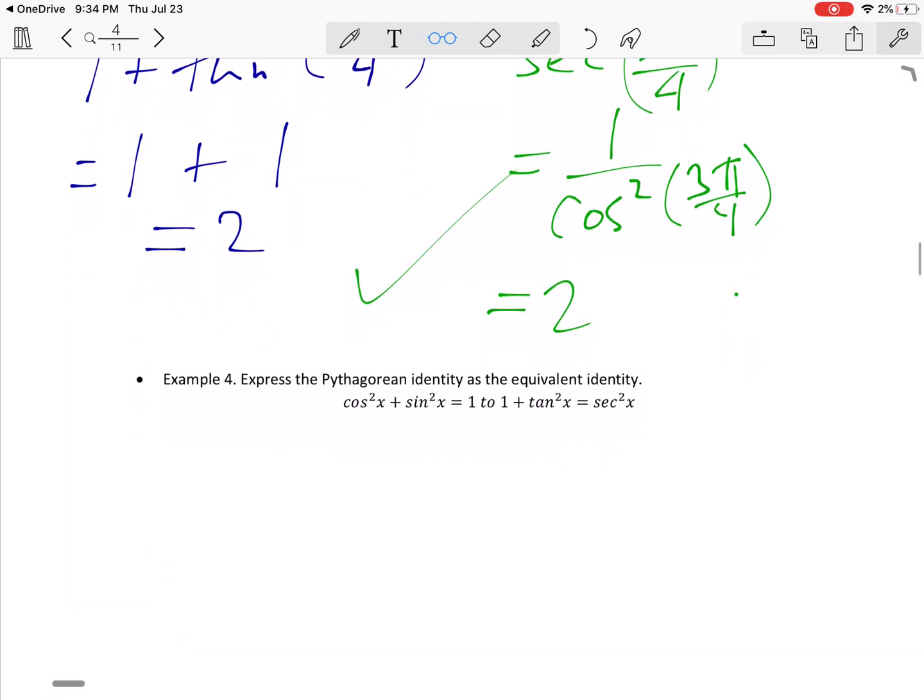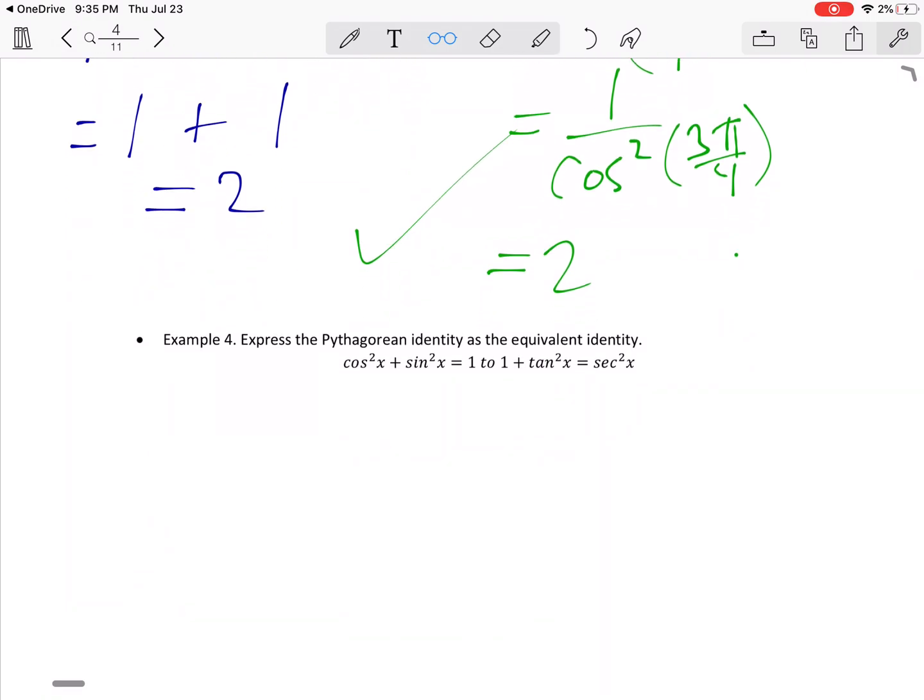Okay, and last one here. Express the Pythagorean identity as the equivalent identity. So there's a couple ways you can do this. We basically want to show that those two expressions are equivalent. Okay, and so what you can do is you can either show that cosine squared plus sine squared x equals 1, and change that into the expression on the right, or you can take the expression on the right and change it to the expression on the left. Okay, so like I said, there's more than one way to do this.